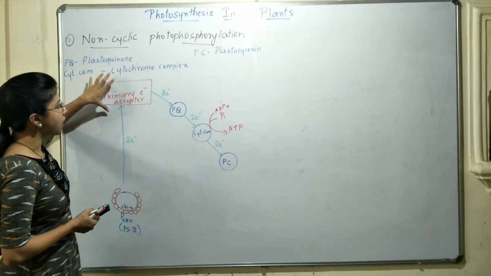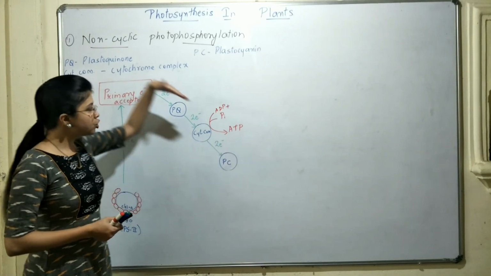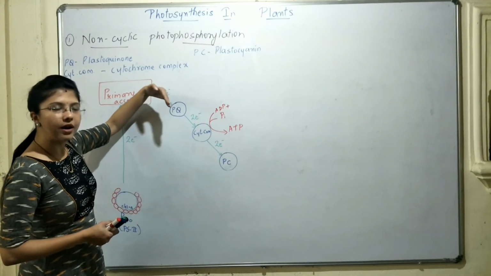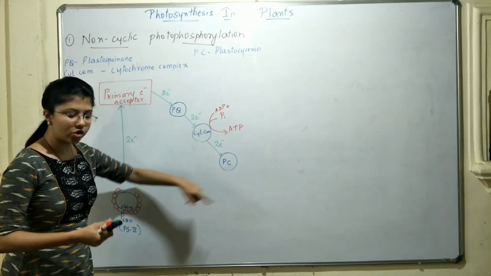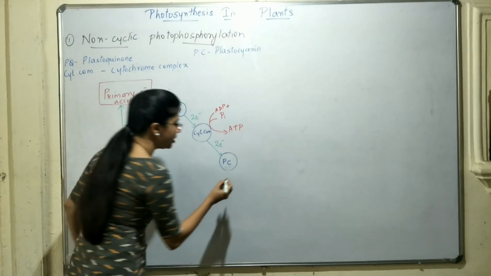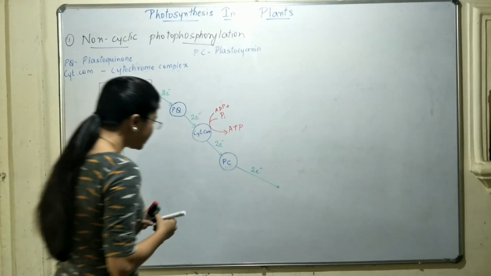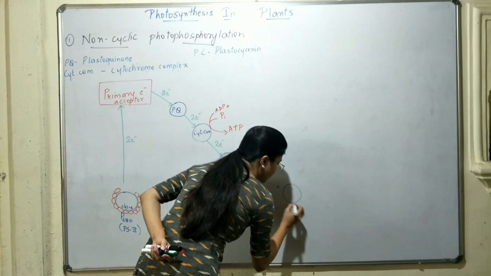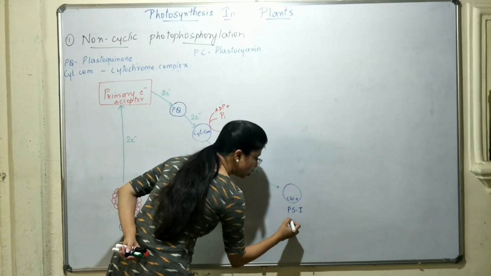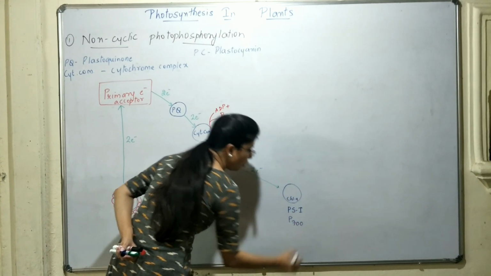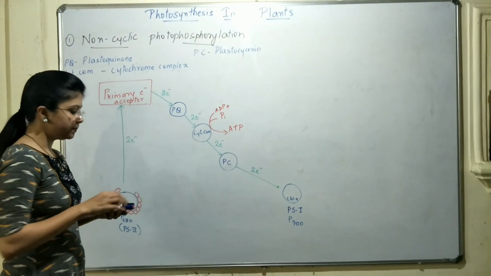Now, the electrons which are transferred from the primary electron acceptor are always transferred in a downhill manner. So, from one complex of the ETS to the other complex, it will be transferred. Now, this plastocyanin is going to transfer this pair of electrons to the next photosystem, that is PS1. The chlorophyll A molecule of which is going to absorb light of 700 nanometer, and hence it is also called P700.